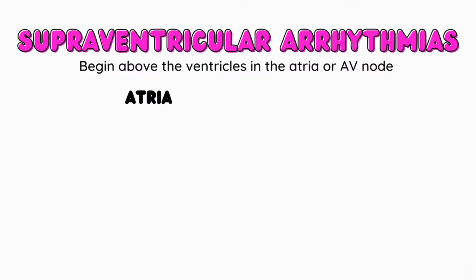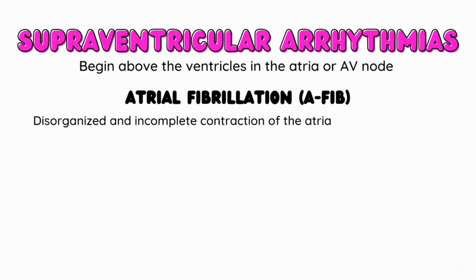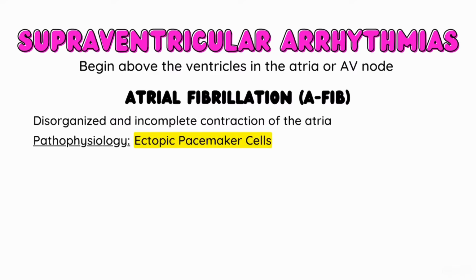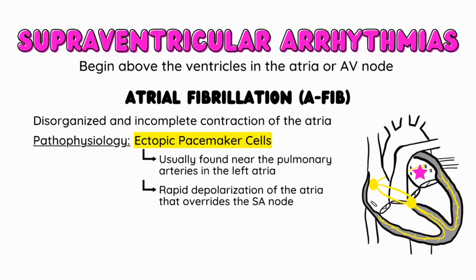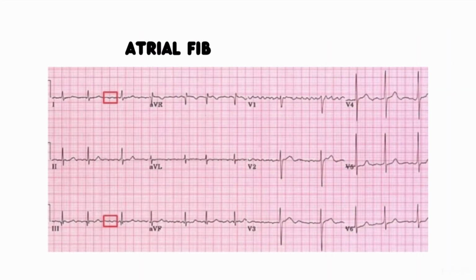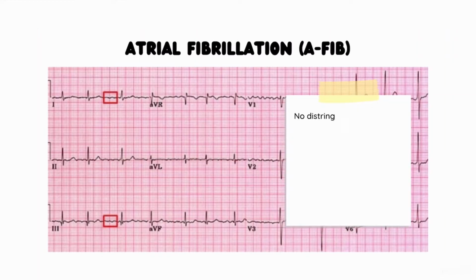Now let's move on. Atrial fibrillation, or AFib, describes a disorganized and incomplete contraction of the atria. In AFib, ectopic pacemaker cells are usually found near the pulmonary arteries in the left atria. These cells lead to a rapid depolarization of the atria that overrides the SA node. However, this is so disorganized that the atria never fully contract. Instead, they shake or fibrillate. On ECG, this translates to a lack of distinguishable P waves. Rather, there is a mess between each R wave.